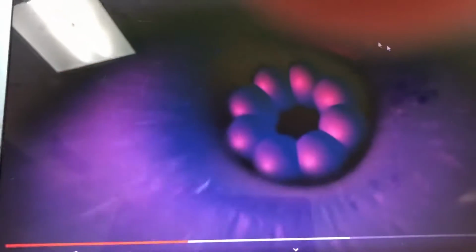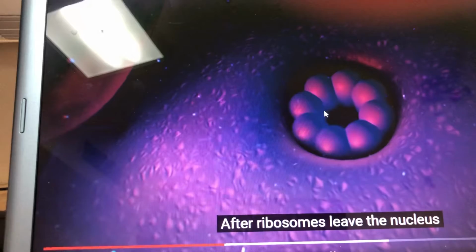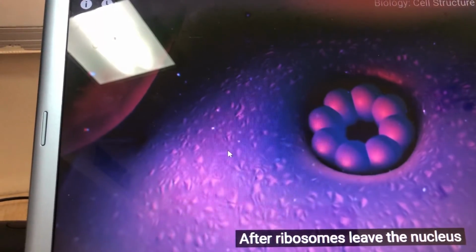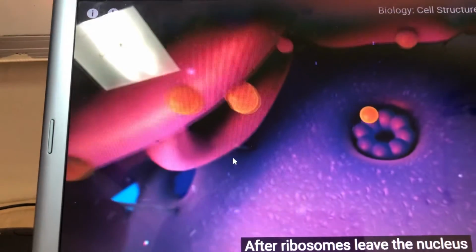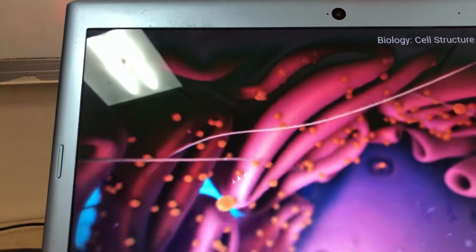Can you see the ribosomes? After they are synthesized, these ribosomes will leave the nucleus through these holes, going out to the cytoplasm. They will have the important job of synthesizing or making proteins.